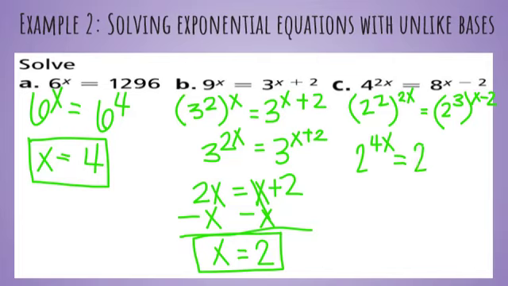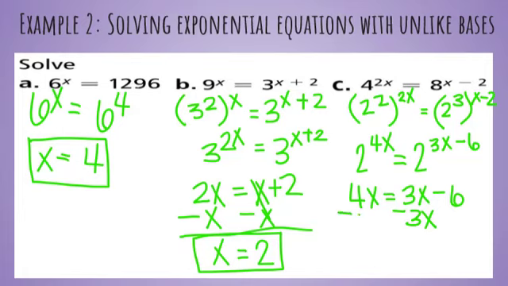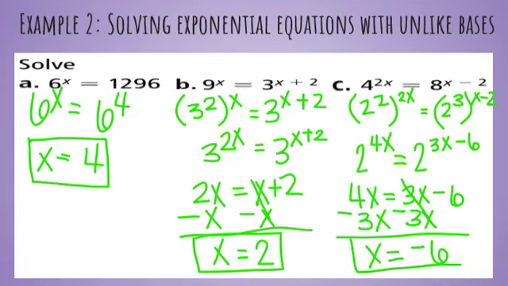And then here we have a power to a power. Here we have to distribute this 3. So this is going to be to the 3x minus 6 power. So now we have like bases, so we can rewrite our equation of our exponents. And then I'm going to subtract 3x from both sides. So 4x minus 3x is x. The 3x's cancel, and we have negative 6. So x equals negative 6 is our answer here.